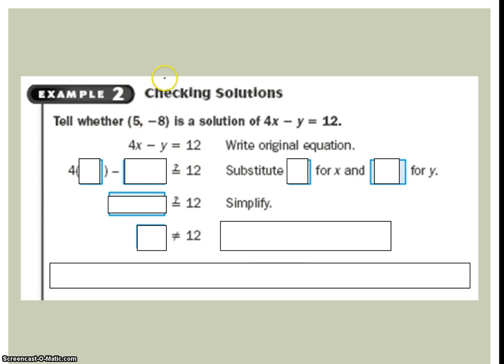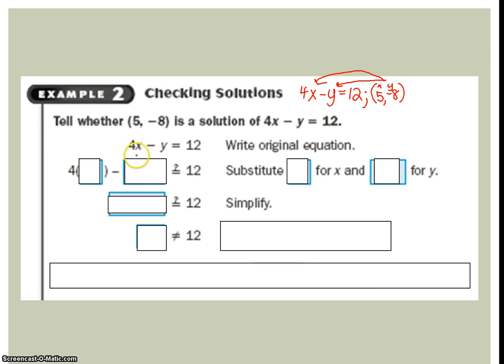Example 2, we're going to check some solutions. It's going to ask you whether this solution, 5, negative 8, is the solution of 4x minus y equals 12. Sometimes on your practice papers, they may give you the semicolon and then put down the ordered pair. That's just saying that this is the x, this is the y. Plug it in for this x and this y, and see if it equals 12.